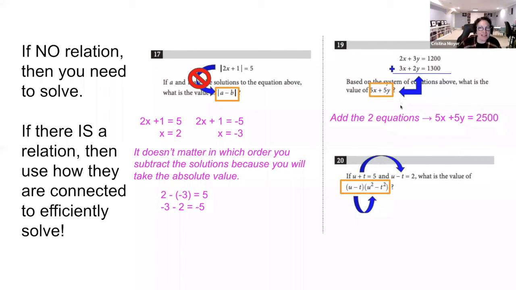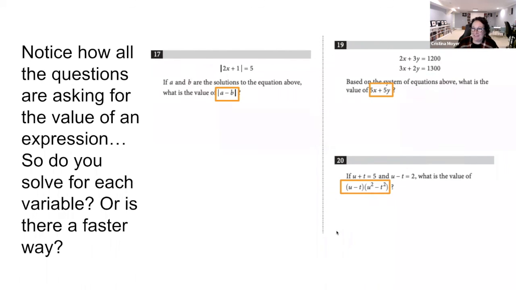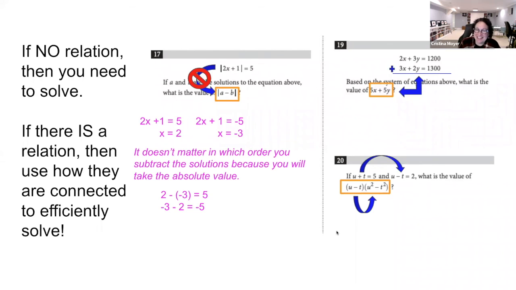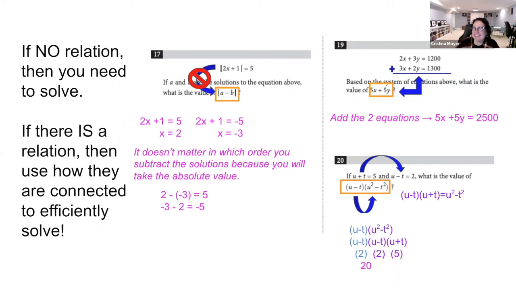And for this last one, did you figure it out? That's right. U minus t times u plus t is u squared minus t squared. So right here, we have this u minus t, and we can replace u squared minus t squared with u minus t, u plus t. Well, we know that u minus t is equal to 2, and u plus t is equal to 5. So we simply replace those expressions with those values. And we get 2 times 2 times 5, which is 20.